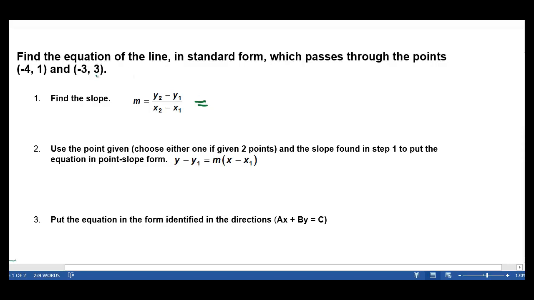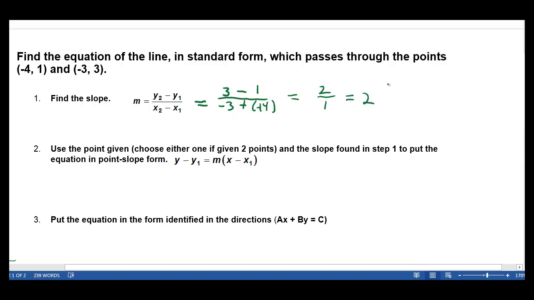So in this case, y sub 2 would be 3. So it's 3 minus y sub 1, which is 1, over x sub 2, which is -3, minus x sub 1, which is -4. So our numerator, 3 minus 1, is 2. And in the denominator we have a double negative, so that becomes an addition problem. So it's -3 plus 4, which is 1. So our slope would be 2.